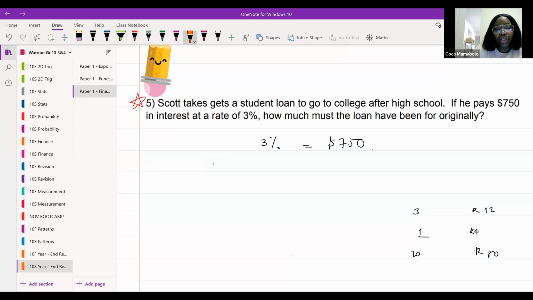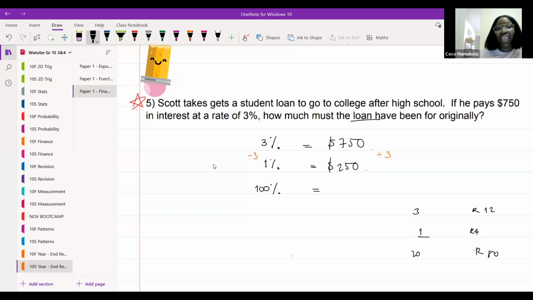What would I do, peeps? Ma'am, we're going to divide by 3%. Good. We're going to divide by 3 on both sides, right? So I know that 1% is going to equal $250. But the whole amount of the loan is going to be 100% of that, because 3% is just the interest. So the full loan is going to be 100% of that.